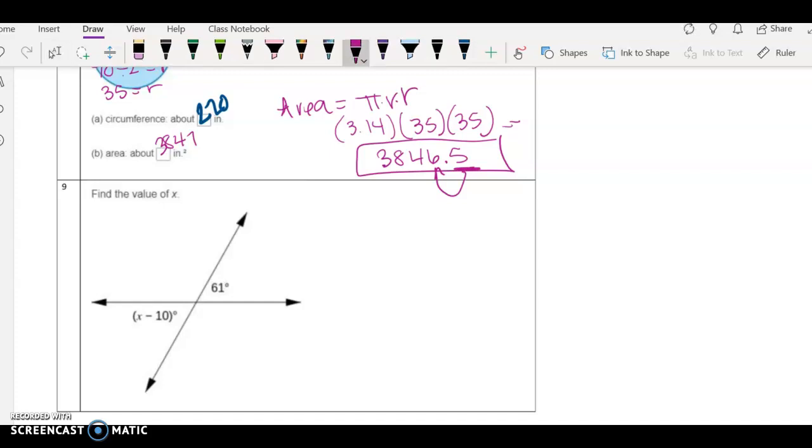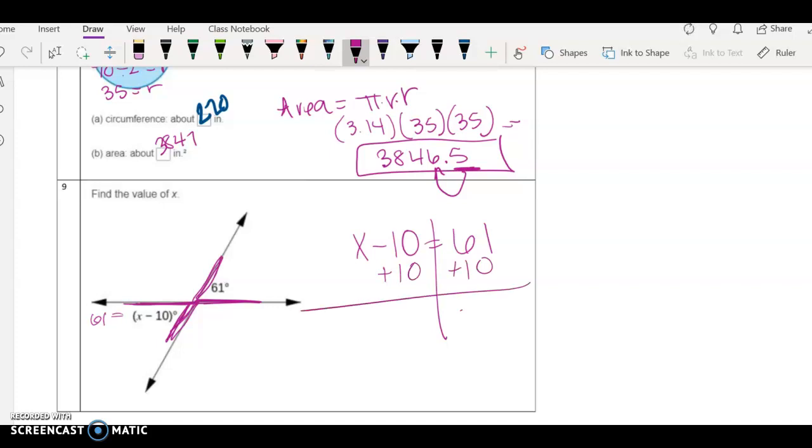So it says find the values. So this angle right here is 61. And so since this one's 61, this one also equals 61 across from it because they're vertical. So I have x minus 10 equals 61. So I'm going to, since I'm subtracting 10, I add 10. And I get 71 equals x. So that is my answer.